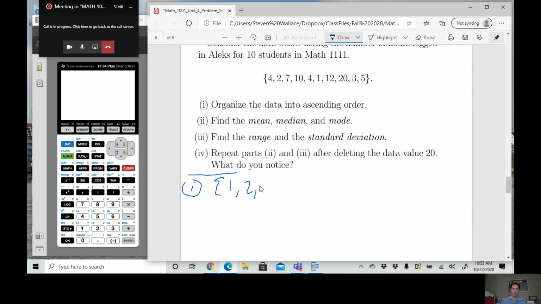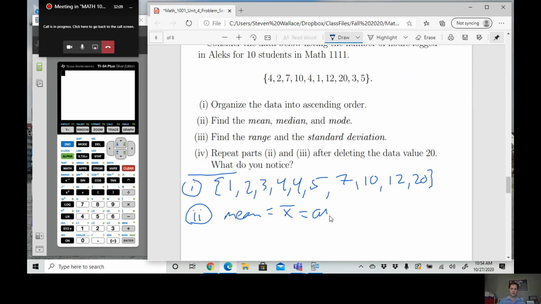So organize the data into ascending order. That's 1, 2, 3, 2 4s, and then a 5, then a 7, 10, 12, and 20. Okay, we got 1, 2, 3, 4, 5, 6, 7, 8, 9, 10. That's 10, okay? The mean. This is the average. That is the sum of the data values divided by the sample size. This capital sigma means sum. We know how to do this. You just take all the numbers, add them up, divide by 10.